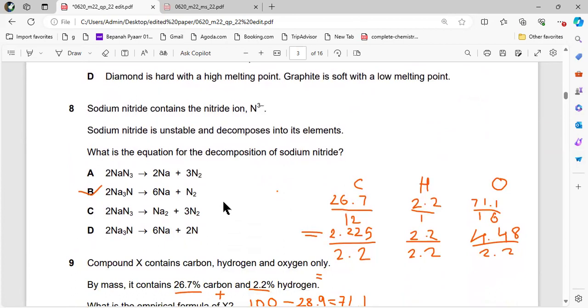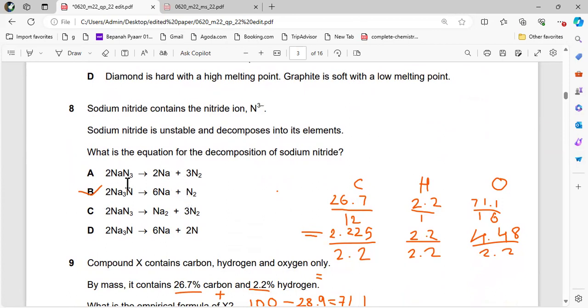Sodium nitride contains the nitride ion N3 minus. Sodium nitride is unstable and decomposes into its elements. What is the equation for the decomposition of sodium nitride? So here, first of all, the formula of sodium nitride is Na3N.